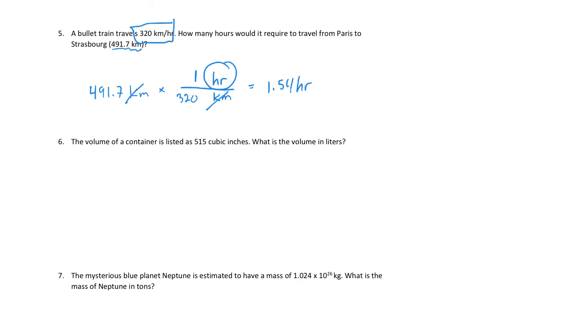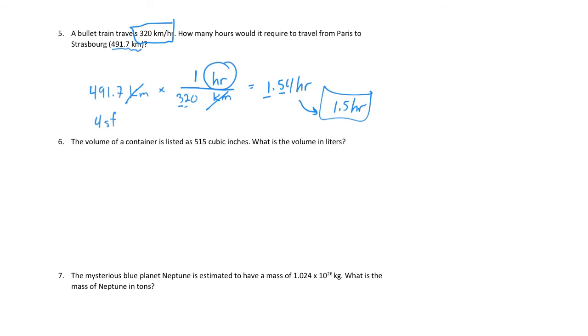Now, is this the right number of significant figures? Let's take a look. This has 4 significant figures. It's a measurement, so it has 4. It's not exact. And then also the rate of travel, the velocity for this train, is a measurement, and it has 2 significant figures. So that means our answer should only have 2 significant figures. So actually we need to round this, and it would become 1.5 hours. Okay, so if you got that right, great job.